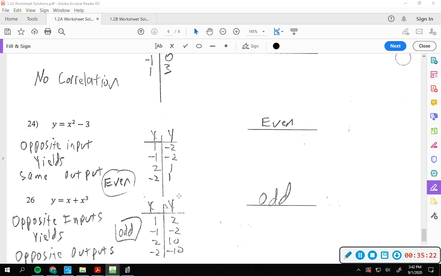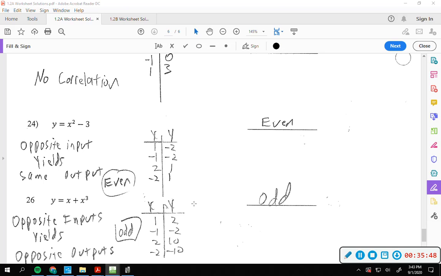Let's do the same thing here. If I plug in 1, I get out -2. If I plug in -1, I get out -2. If I plug in 2, I get out 1. If I plug in -2 and square it, I get 4 minus 3 is 1. Opposite signs yield same output. That's even. When opposite signs produce same result, even function.